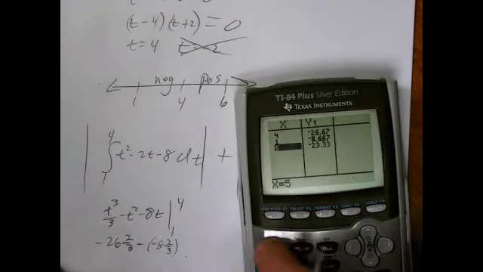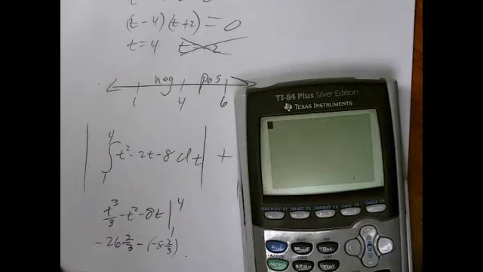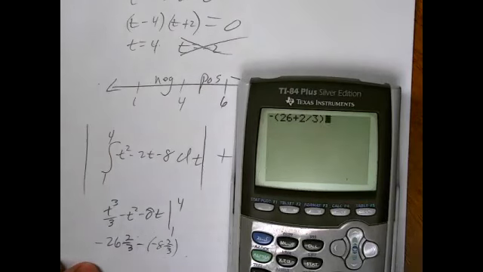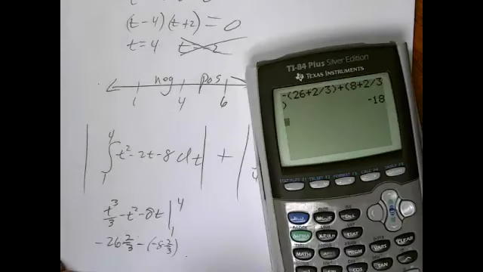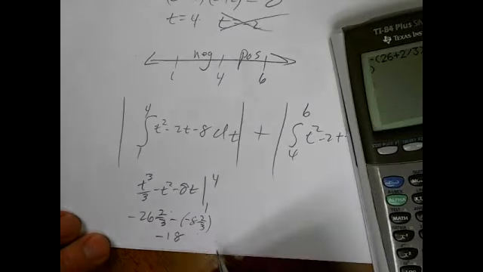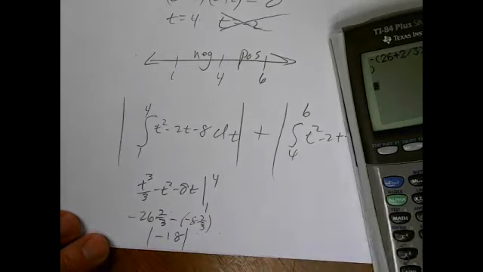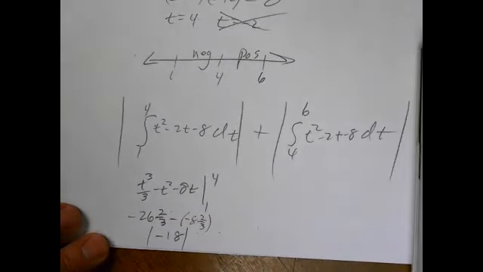Let the calculator help with that. Negative 26 plus 2 over 3 is a negative 26 and 2/3. Minus negative becomes plus a positive, plus 8 and 2/3. You get a negative 18. So what this means is it traveled 18 units in the opposite direction. I'll take the absolute value of that because I want that to be represented as a positive value.